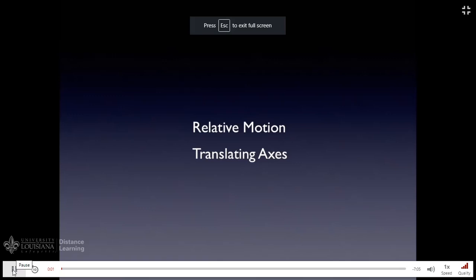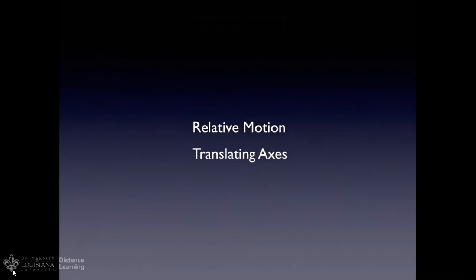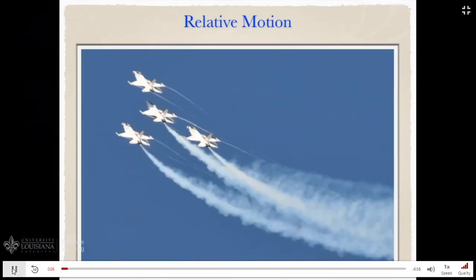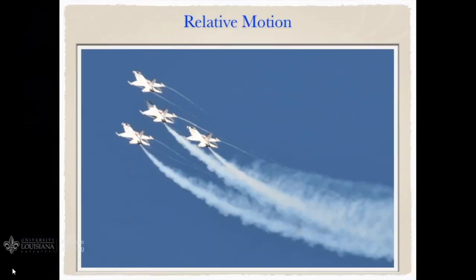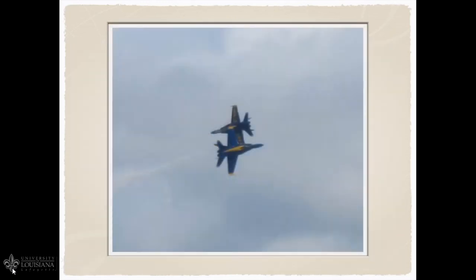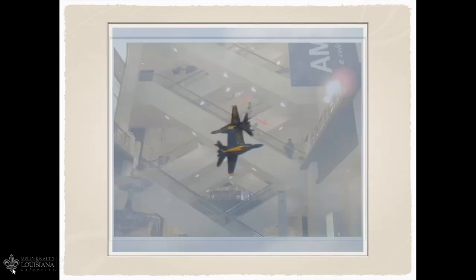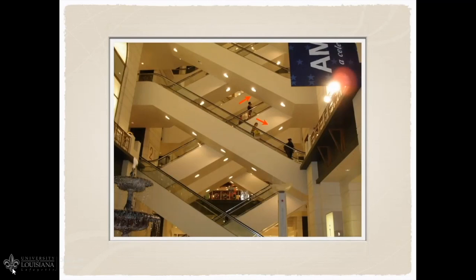We'll discuss the relative motion between two objects, or two particles, using translating axes. Realize that relative motion between two objects becomes important, as in the case of these jet planes flying in close formation, or here, where a collision is to be avoided. So in this lesson, we'll study the relative motion of one object relative to another when the observer is moving, as in the case of these two people moving on different escalators.